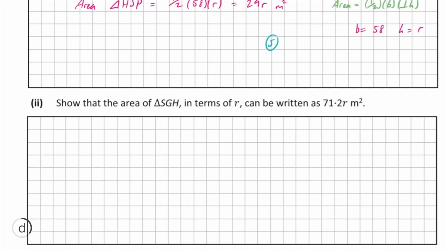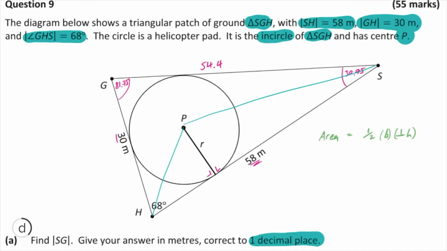Next, we're asked to show that the area of the triangle SGH in terms of R can be written as 71.2R meters squared. So if we go back to our diagram once again, it's clear that they want us to do something similar to what we've done in D part 1, which was to draw a line from P to each of the vertices H and S. So we're going to do the same thing now to the vertex G. And you'll notice when we do this that we have 3 triangles, and they are HPS, GPH and GPS.